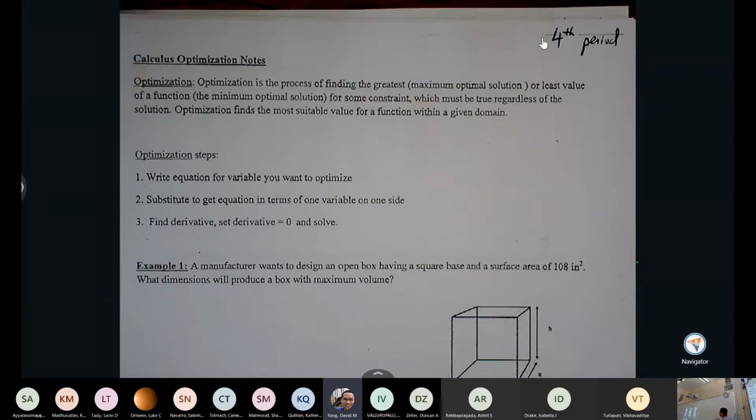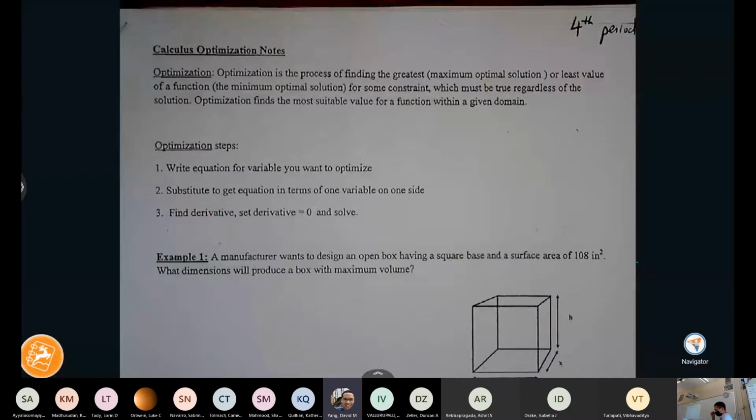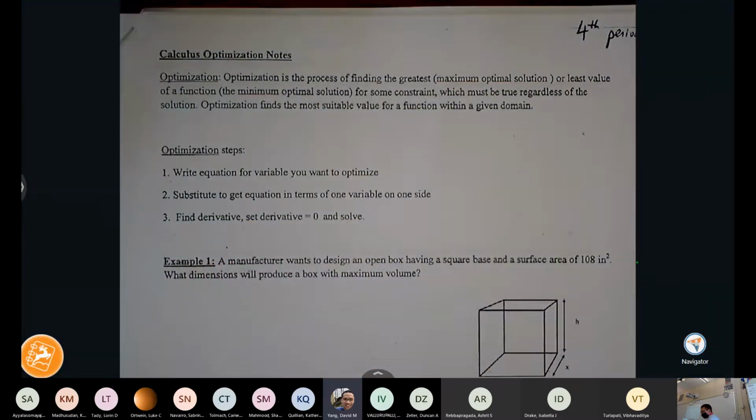I have one last section to go over, and that is optimization. So optimization kind of has a word problem feel to it. So in that sense, it's kind of similar to related rates.